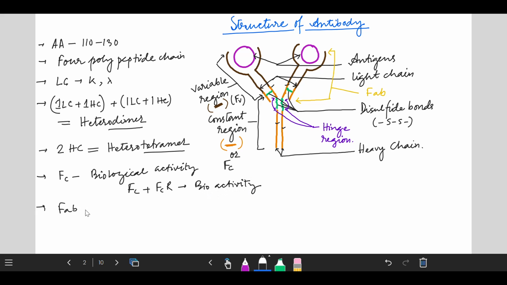Now, what is the function of Fab, or antigen-binding fragment? Actually, it determines the antigen specificity and enables the antigen to bind with it. So it is responsible for antigen specificity.